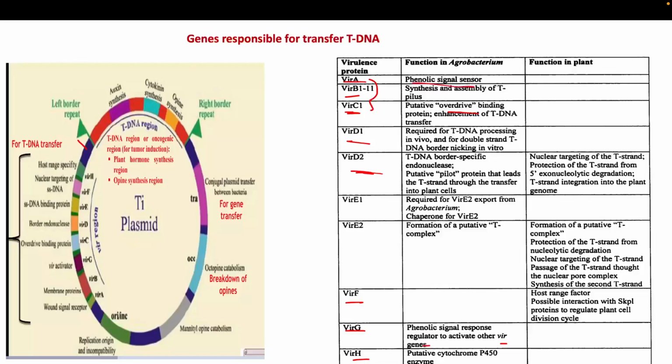So then you are having the VIR-J gene. It is putative T strand binding protein. It also acts as an E2 protein. So it also binds with the T strand, acting as a T strand binding protein. So these are the different types of VIR genes, and these are their functions, and this is the number as well. So these three things you have to remember: what kind of VIR genes are present in the TI plasmid, how many of them it is having, and what is the function in the agrobacterium as well as the plants.